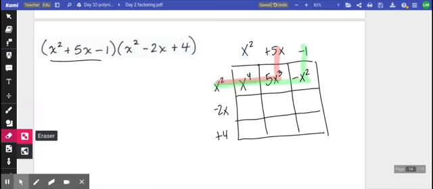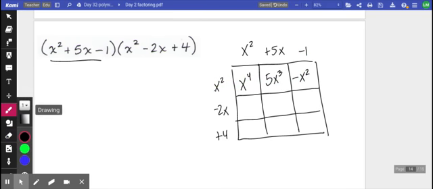All right, we're going to keep doing that. You know the pattern now. Negative 2x times x squared is negative 2x to the 3rd. 5x times 2x is 10x squared. Negative 2x times negative 1 is plus 2x. Then 4x squared, 20x, minus 4.